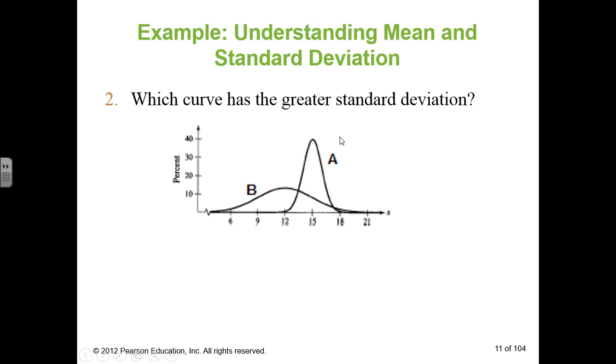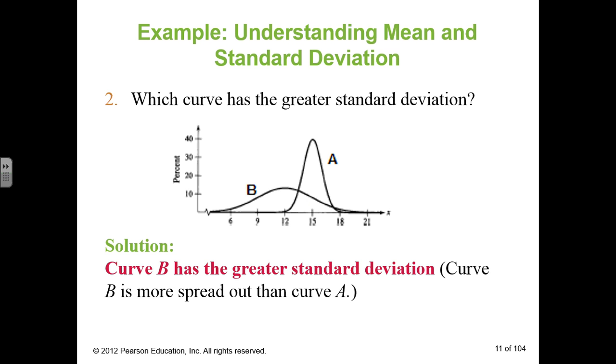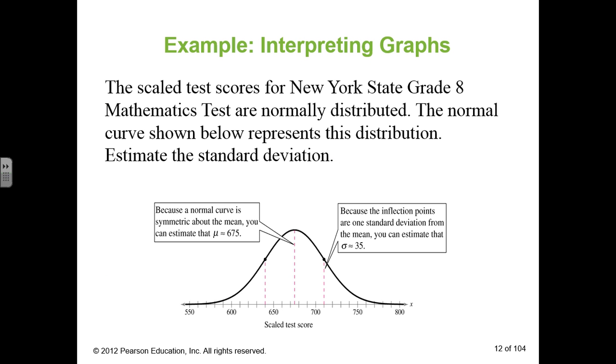Which one has the greater standard deviation? Well, we're looking for the bell that is the widest. The B curve is wider, so B has the greater standard deviation. For example, let's try to estimate the standard deviation. We drop this down and we see the mean is about at 675. Find where we think the inflection point is, drop a curve down, measure the distance, and it's approximately 35. So we say the standard deviation for this distribution is about 35.